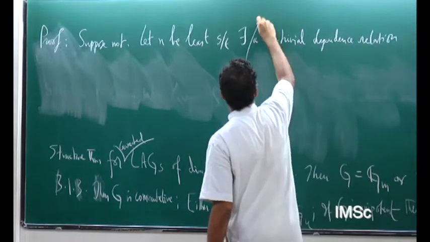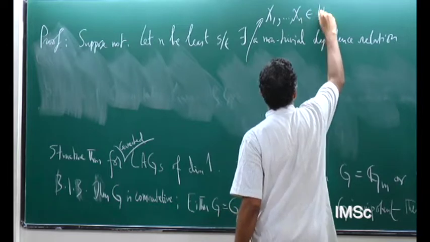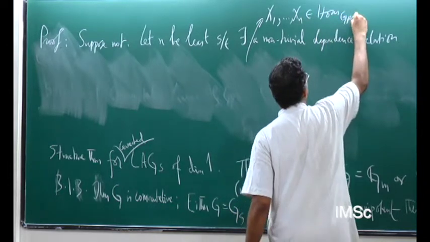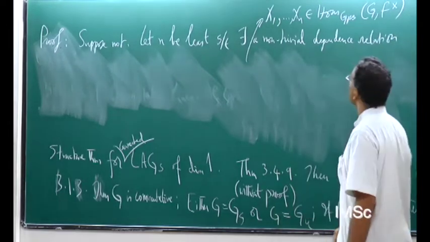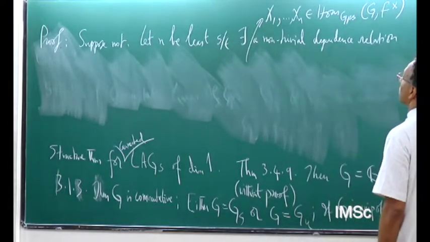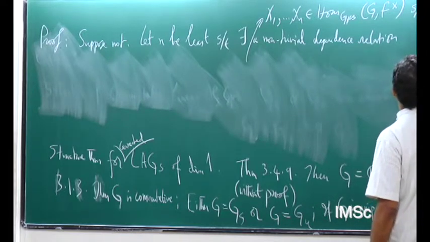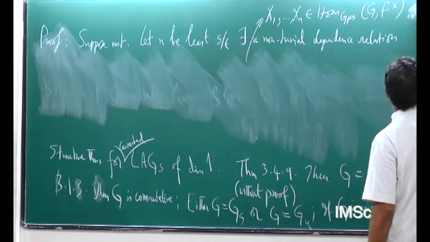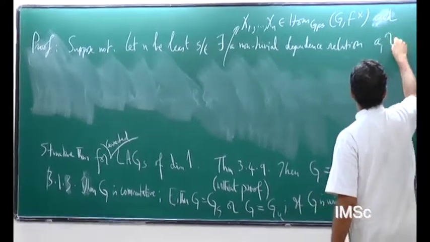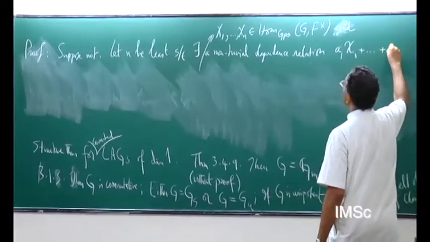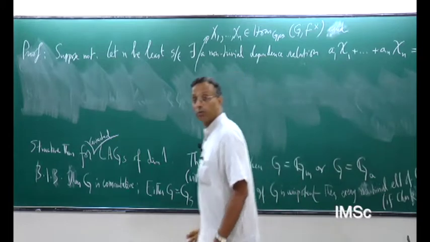There exist chi1, ..., chi-n in Hom, these are characters, so group homomorphisms from G to F star, such that there exists a non-trivial relation a1 chi1 plus ... plus an chi-n equal to 0. Non-trivial means not all ai are 0.